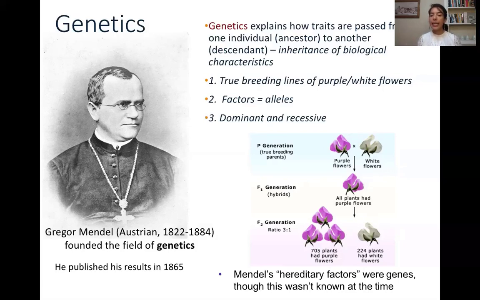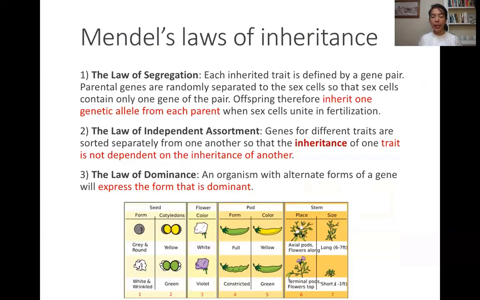But he thought that there were hereditary factors, now we call them genes, that were responsible for carrying the information for each of these traits. Okay. Now, Mendel also looked at other features. For example, we have covered the trait that he used in the flower, which was the color. But he also looked at the seeds.